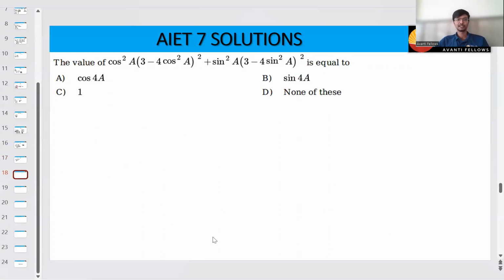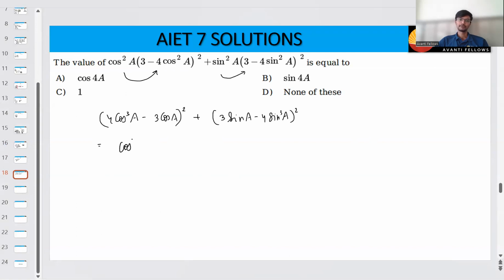The value of. Now this is a question based on trigonometry. Correct? Very simple question. We can get this cos square and sine square inside. So what will we get? We'll get 4 cos cube A minus 3 cos A, the whole square, plus 3 sin A minus 4 sin cube A, the whole square, which is cos square 3A. This is the formula of cos 3A, right? Plus sine square 3A, which is 1. Option number C. Let's see the next.